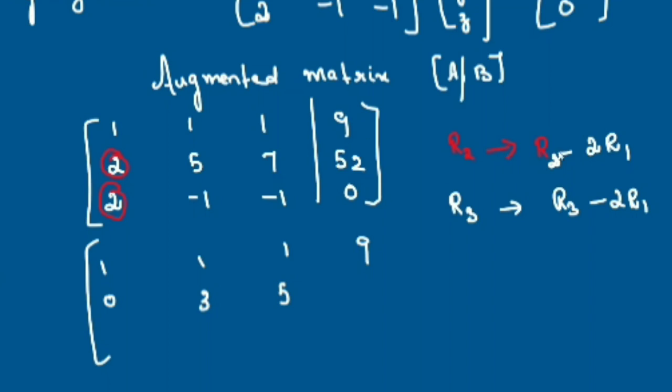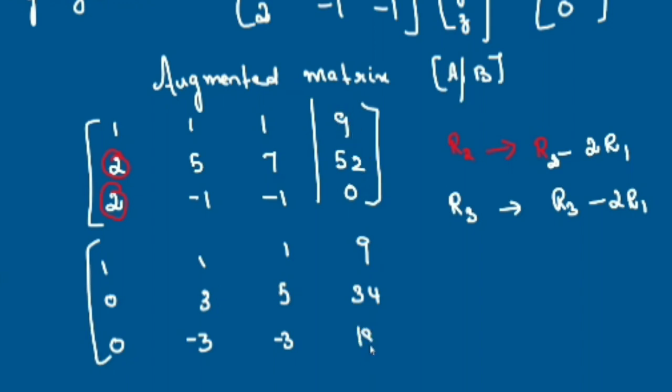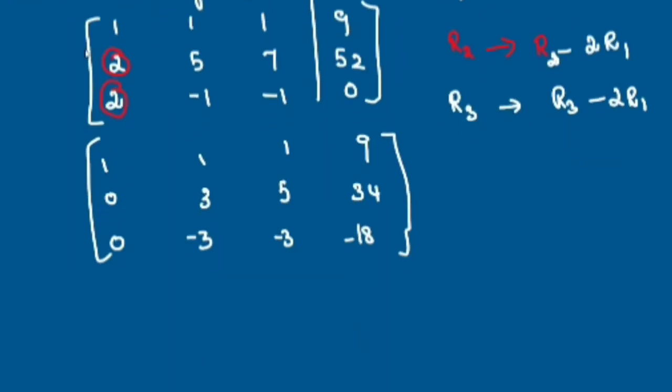52 minus, you are multiplying 9 by 2, so it becomes 52 minus 18, that is 34. Then again here, 2 minus 2 is 0. Then minus 1 minus 2 gives you minus 3. Minus 1 minus 2, that's again minus 3. 0 minus 18, you are multiplying by 2, so it is minus 18. Now this is still not in echelon form because we have to make this entry 0.